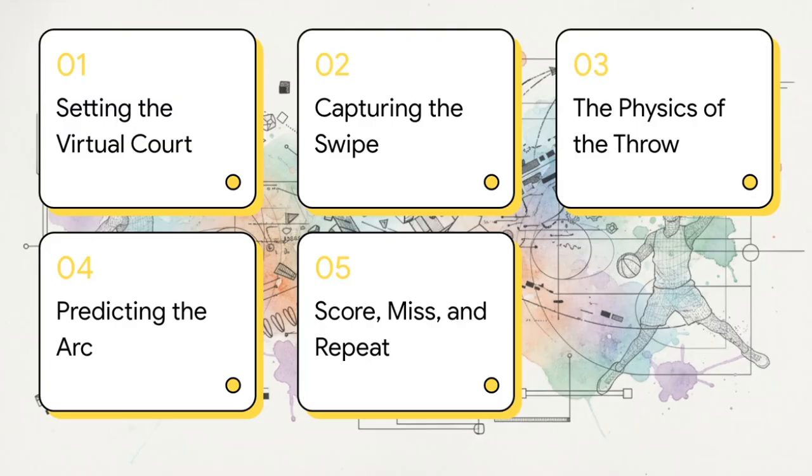So here's the game plan. We're going to follow a single shot from start to finish, breaking it down into 5 key parts. First, we'll set up the virtual court. Then, we'll look at how the game actually captures your swipe. After that, we dive into the real physics of the throw, see how the game predicts the arc, and finally, figure out how it knows if you scored, missed, and how it resets for the next shot.